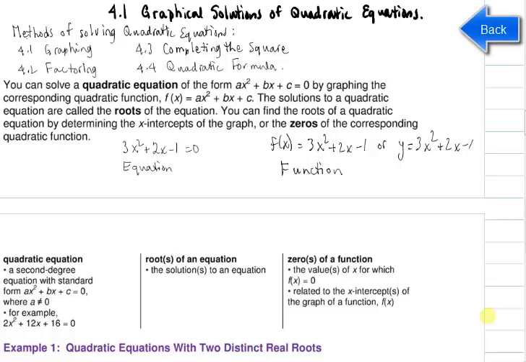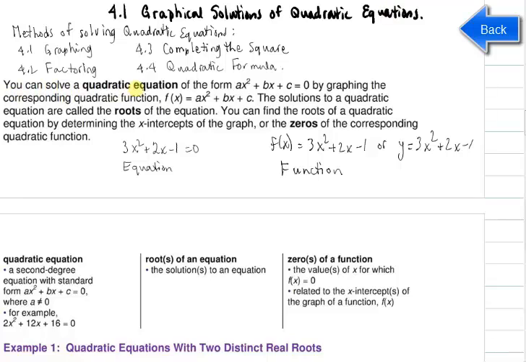We're going to start our unit on quadratic equations. The different methods of solving a quadratic equation are by graphing, which we'll take a look at in section 4.1, by factoring, which we will look at in 4.2, completing the square, which we will look at in 4.3, and the quadratic formula, which we will look at in 4.4. So for this section, we're going to be looking at graphical solutions of quadratic equations.